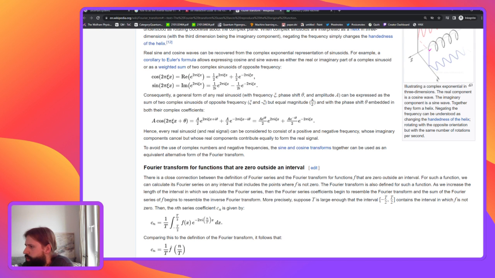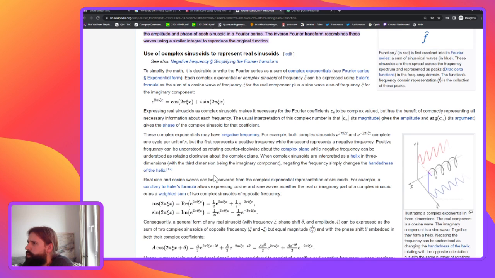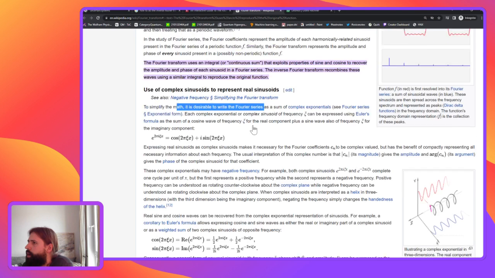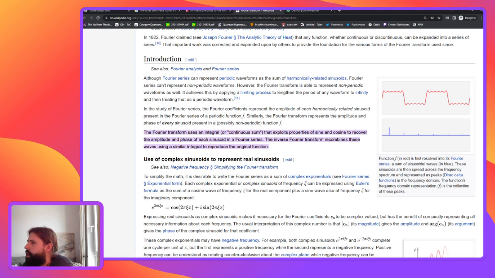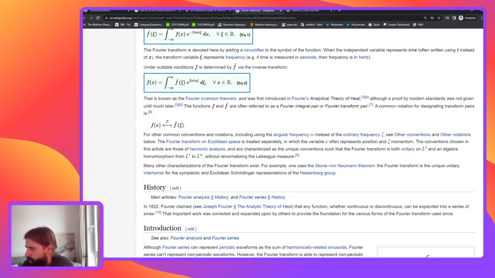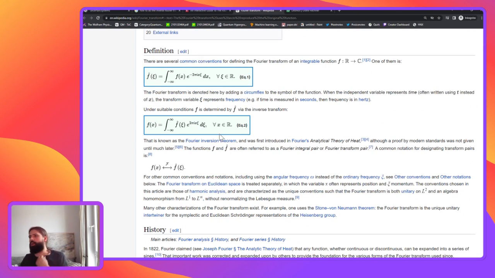There's a close connection between the definition of Fourier series and a Fourier transform for functions f that are 0 outside an interval. I'm not interested in that. I want to understand why. Why is it an integral? And an integral of what?